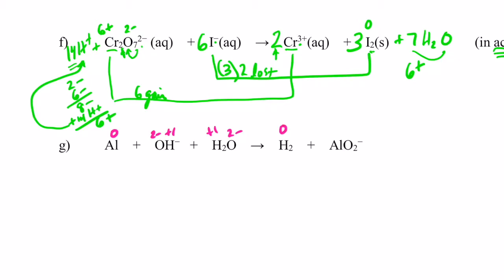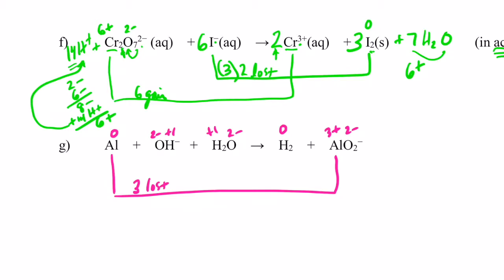H2 is elemental hydrogen, so its oxidation number is 0. And in AlO2 negative, oxygen's 2 negative, and that aluminum becomes +3. All right, here is the problem, kiddos. There's 1 aluminum on both sides, but that aluminum goes from 0 to +3. Don't you agree that 3 electrons were lost?